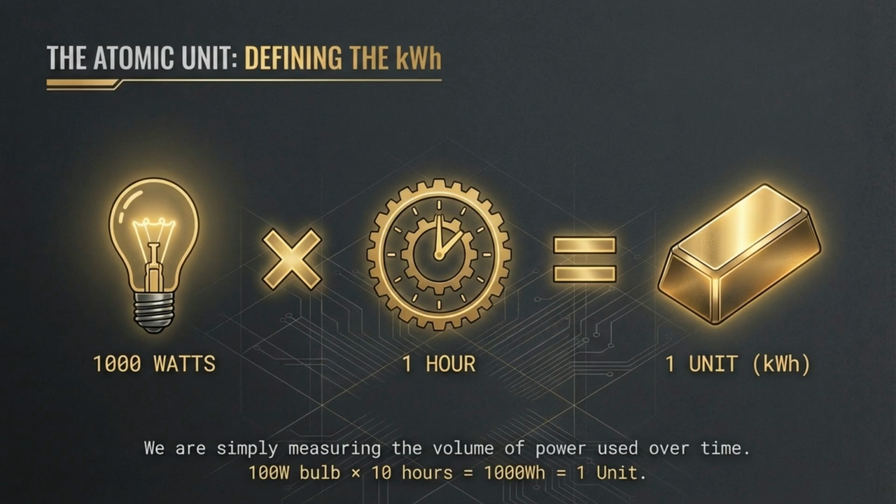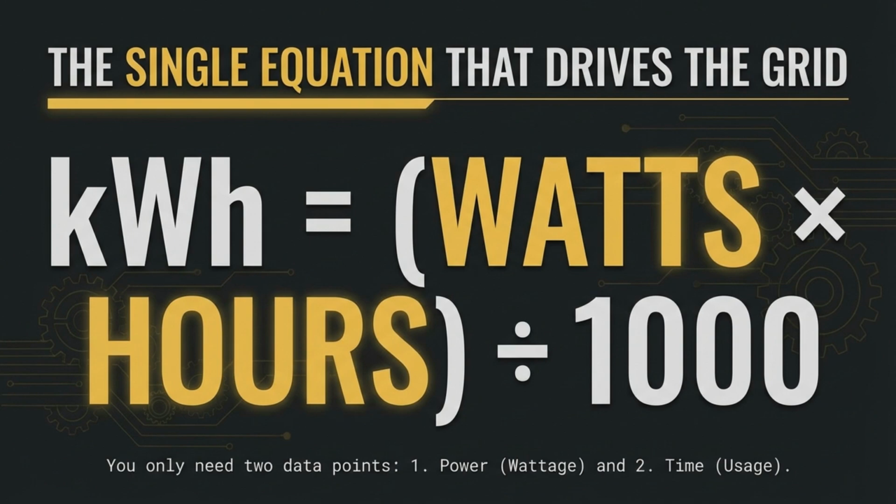The atomic unit of energy is the kilowatt hour, or kWh. This measures the volume of power used over time. 1,000 watts used for 1 hour equals 1 unit, or 1 kilowatt hour. The single equation that drives the grid is kilowatt hours equals watts times hours divided by 1,000. You only need 2 data points, power in wattage and time in usage.